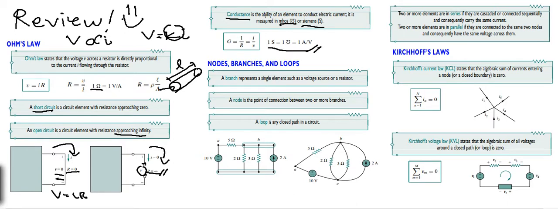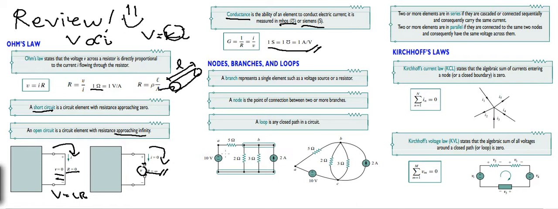Now, let's move on to nodes, branches, and loops. We need to identify what a node, branch, and loop are. Why? Especially when identifying a certain circuitry, we need to know what certain part of that circuitry we are looking at. We have branch circuits and nodes. What is a branch? A branch represents a single element such as a voltage source or a resistor. We can also say that a certain current source is a branch circuit. From the definition itself, it is a single element.